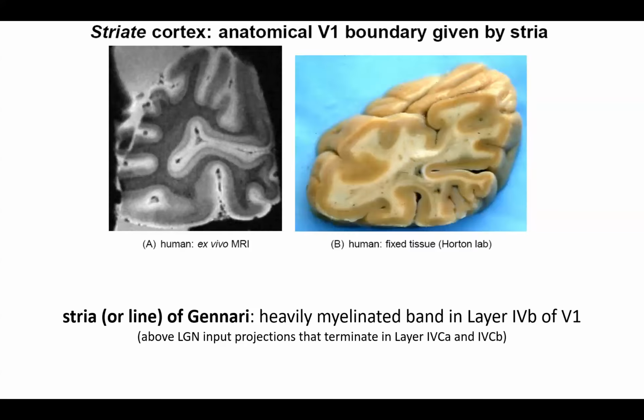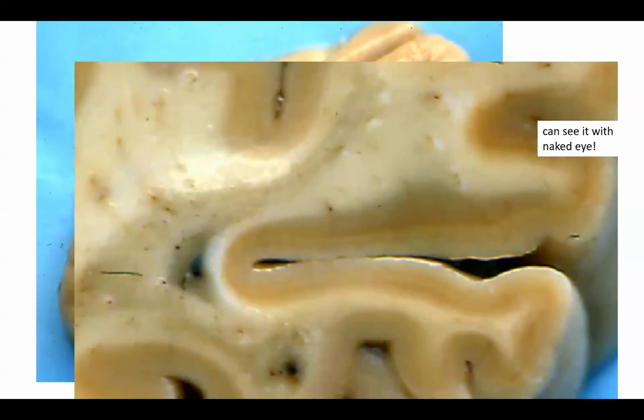What's pretty cool is that even if you look at this fixed, raw tissue, you can see the stria of Gennari essentially with the naked eye. This might explain why it was first discovered in the 19th century before we had powerful microscopes. You can see the stria of Gennari pretty clearly in the raw tissue.